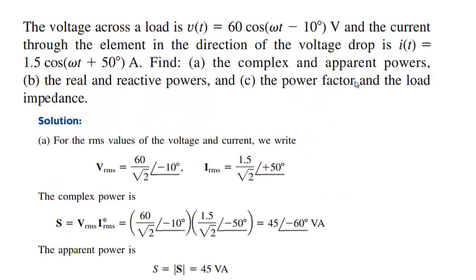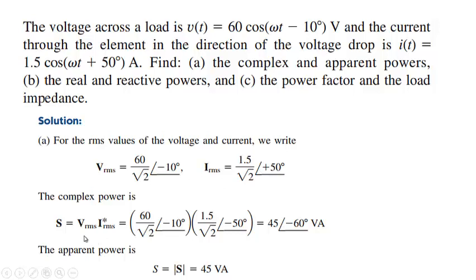Now let us try to do one numerical, and it will be quite easy for you to understand. The voltage across the load is given by this, and the current through the same element is given by this value. Find the complex power, apparent power, real power, reactive power, power factor of the load, and the load impedance. It's very simple. This voltage is given, so the RMS value will be equal to 60 by root 2 at an angle, as an RMS phasor. The I RMS phasor will be given by this.